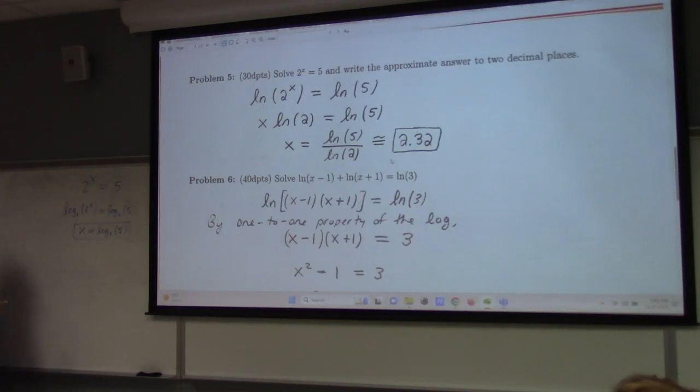Now you might say, wait, but how's that go? Because the answer was log of 5 divided by log of 2. How are these the same answers? Change of base formula. That's right.